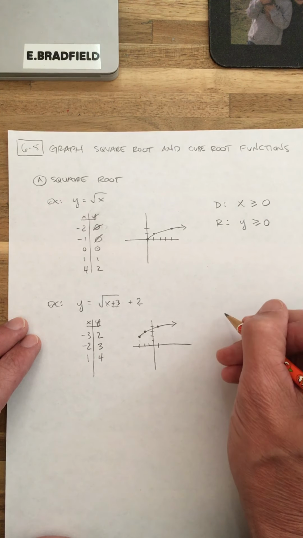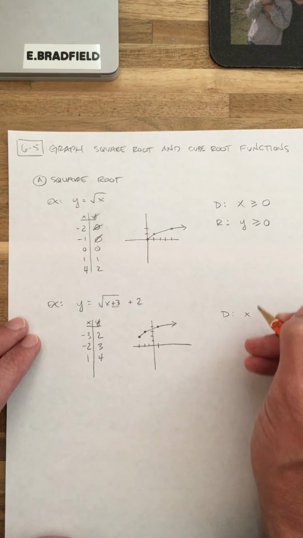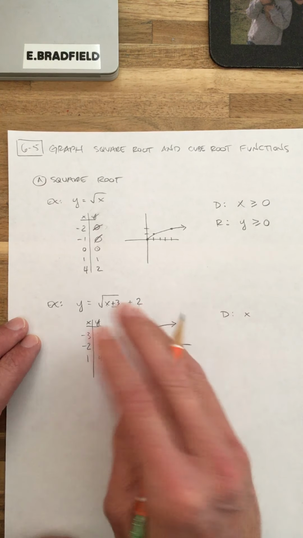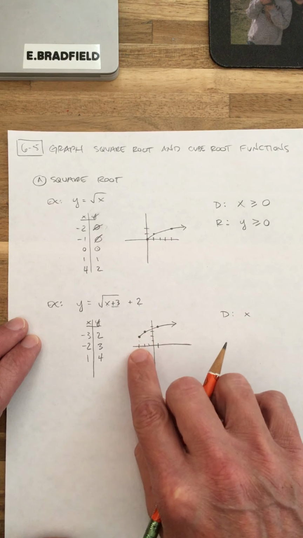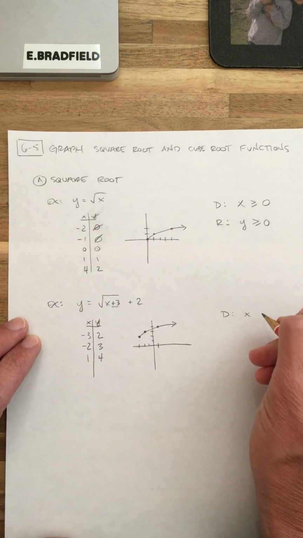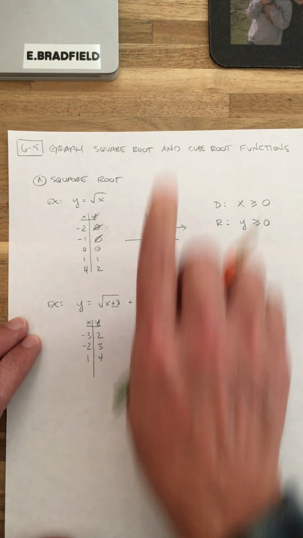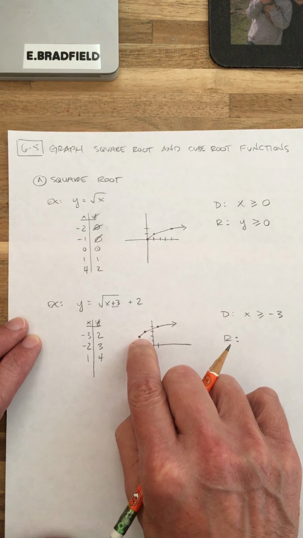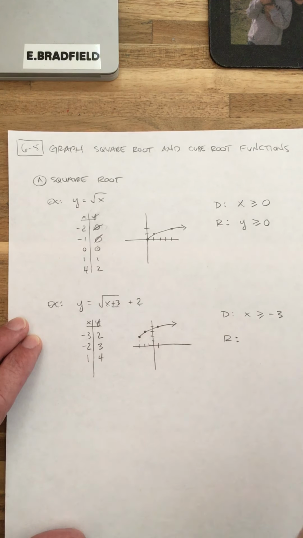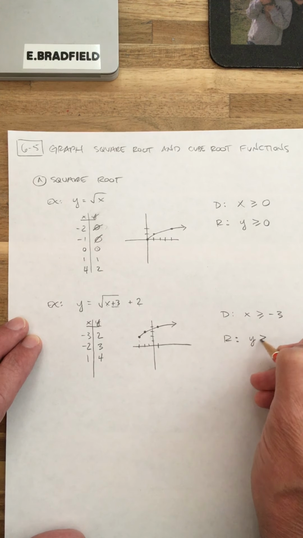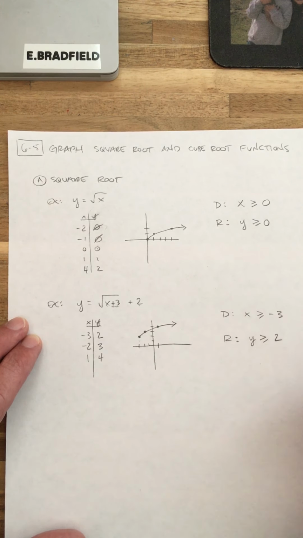All right, now let's find our domain. X is going to be greater than, remember it's everything to the right of this number, -3, but also equal to -3. So x is greater than or equal to -3. And let's do the range. If you look at it, it's going up. So everything greater than that point, greater than or equal to that point. Okay, so the y values are going to be greater than or equal to +2.